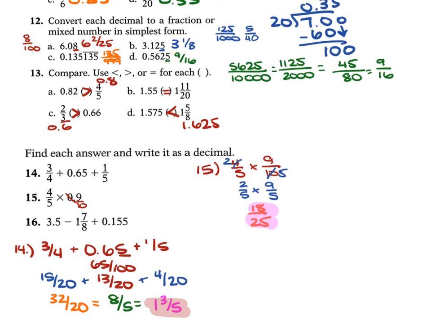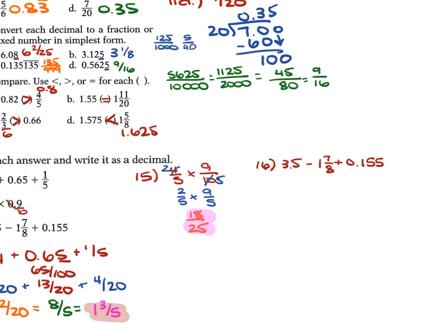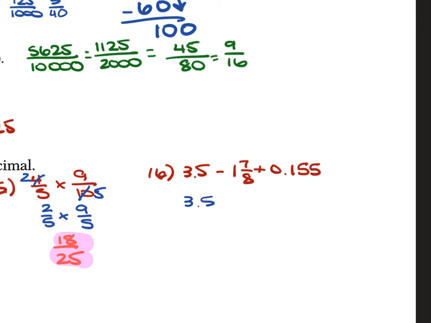For 16, we have 3.5 minus 1 7/8 plus 0.155. All right, so what I'm going to do, this 3.5 and this 1 7/8, if I turn the 1 7/8 into a decimal, I have 3.5 minus 1.875. So we can add the zeros in there. This 0 is going to turn into a 10, making this a 9, and this 5 a 4. The 4 becomes a 14, making the 3 a 2. So 10 minus 5 is 5, 9 minus 7 is 2, 14 minus 8 is 6. Put down my decimal point, 2 minus 1 is 1.